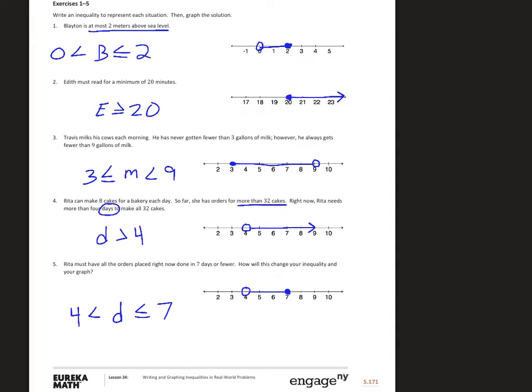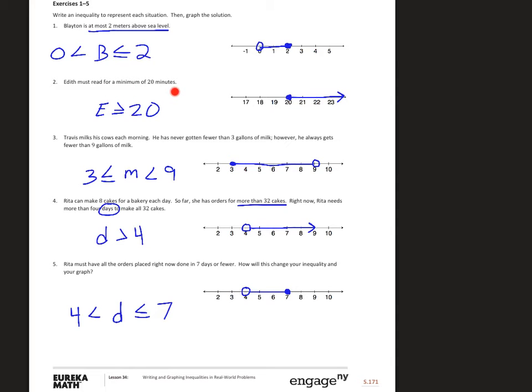All right, so the first one, Blayton at most 2 meters above sea level. So I may be reading into this a little more, but I would assume that means he can't be at 0, which is sea level. He has to be above sea level, but he could be at or below 2 meters above. So I did 0 is less than where he's at, right, because he's above 0, but he is at or below, less than or equal to 2 meters.